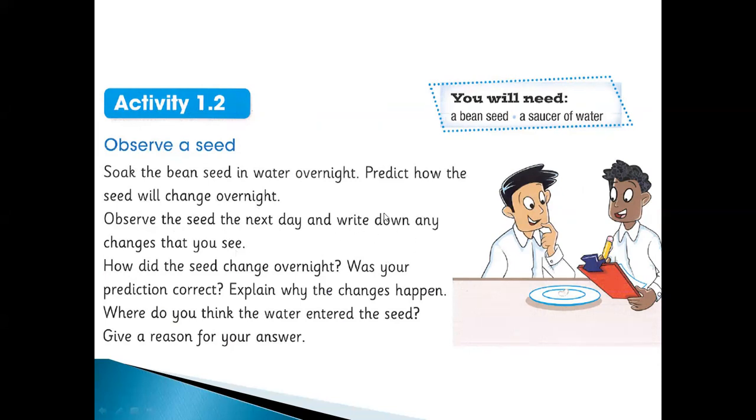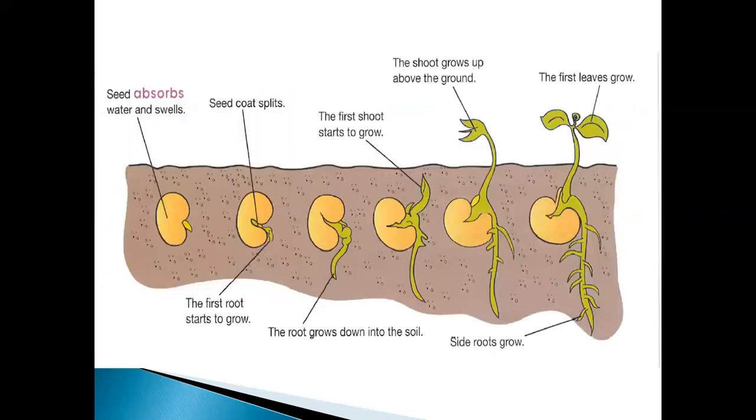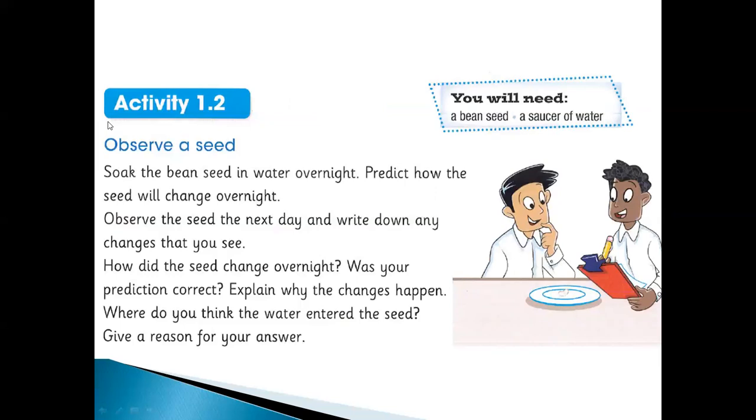Observe the seed and the water. You can see here in the stages, seeds absorb water. So the next day, you can observe it and write in your notebook. And also, was your prediction correct? You need to write in your copy and explain why the changes happen. Where do you think the water entered the seed? Yes, there is a small hole in the seed. So from there, water enters into the seed.